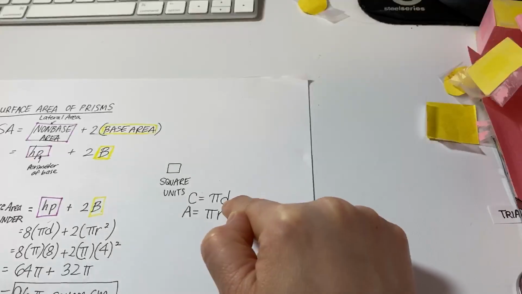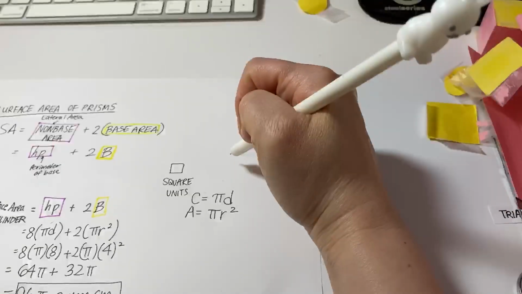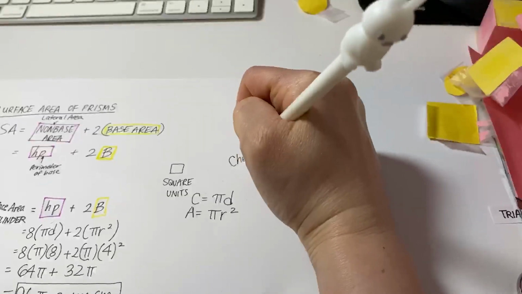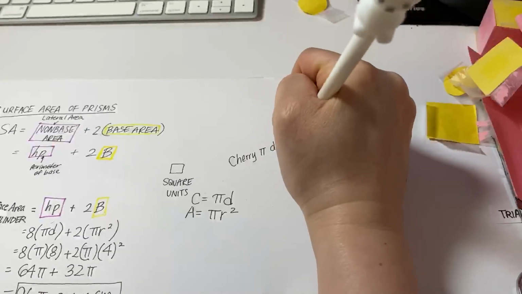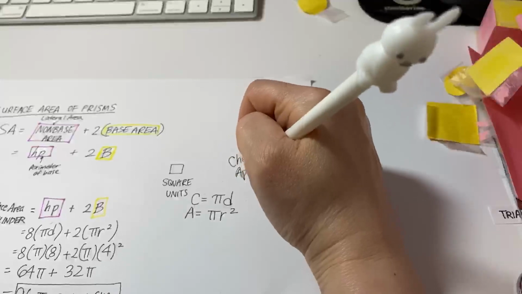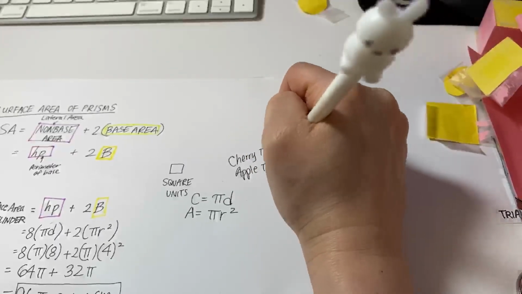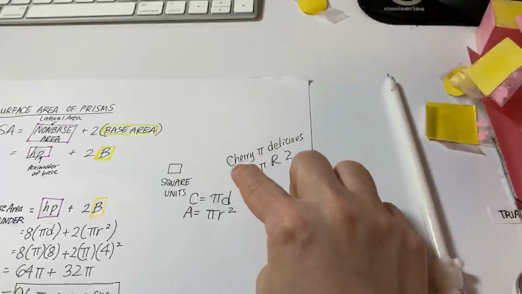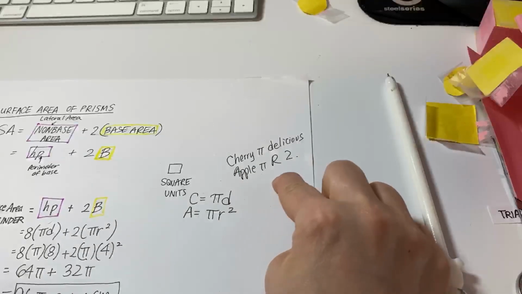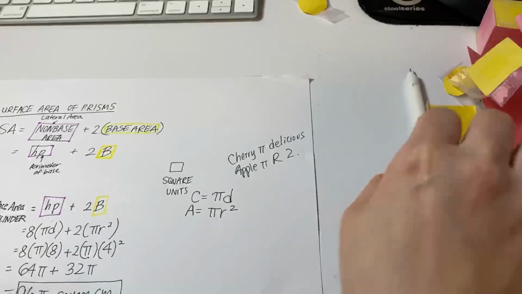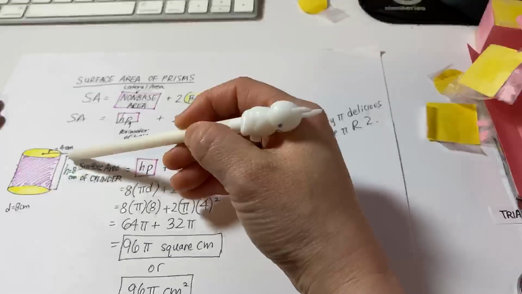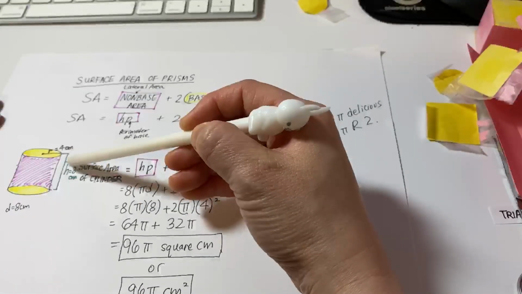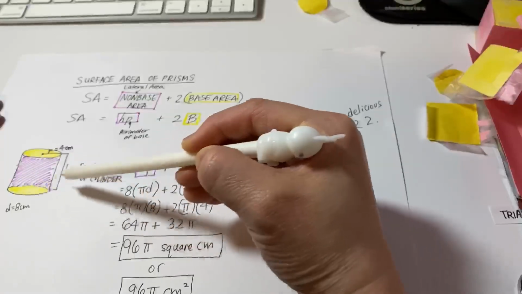I believe some people in middle school have learned this little phrase to help them remember. So it's cherry pie delicious, apple pie R2. So this helps you to remember the circumference formula and the area formula over here. So going back to the formula, here we have H. So that's the distance between the two congruent circle bases, which is 8.